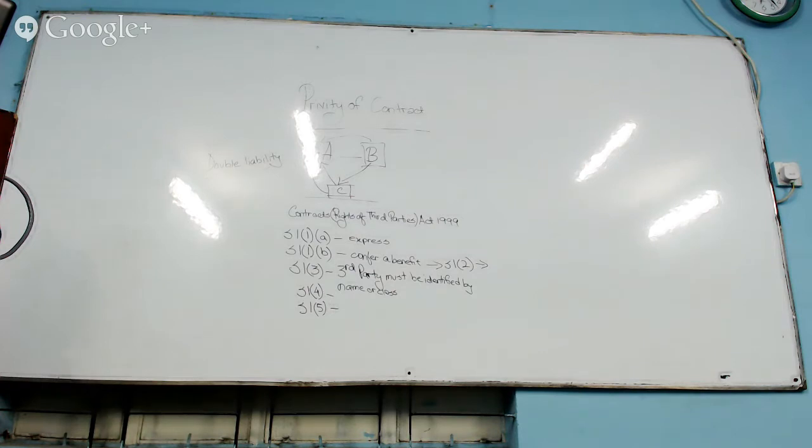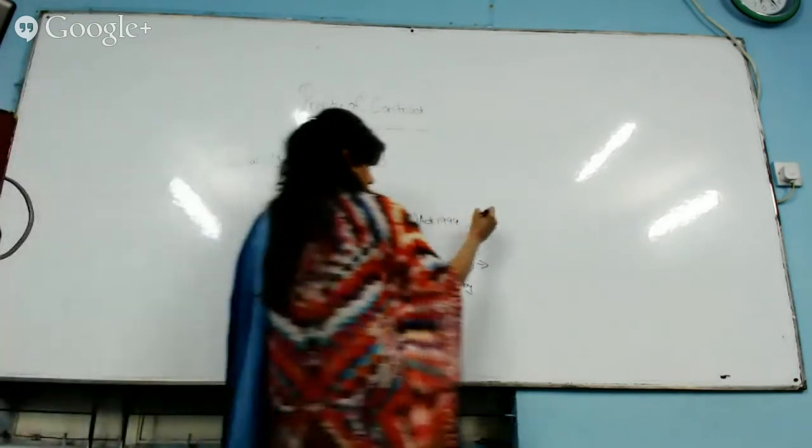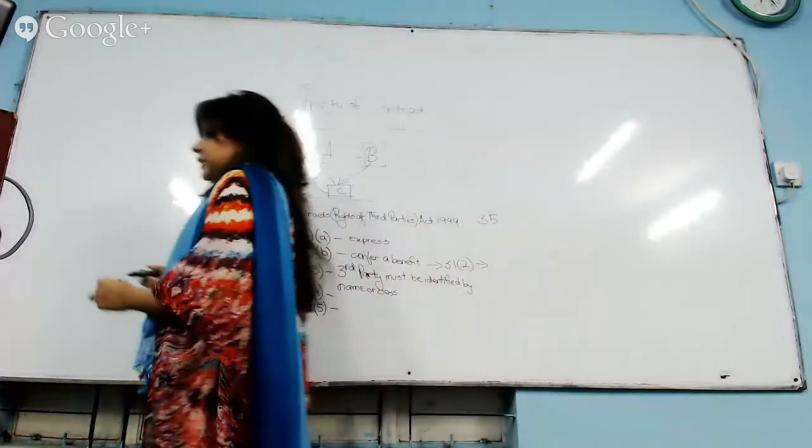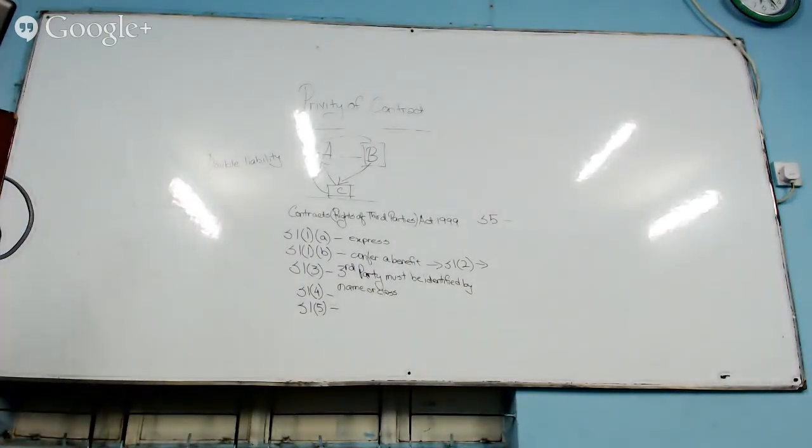So what the courts have actually done, they have ensured that there shouldn't be double liability. So Section 5 makes a very important rule. Let's write this down. Section 5 ensures that there will not be double liability for the promisor.